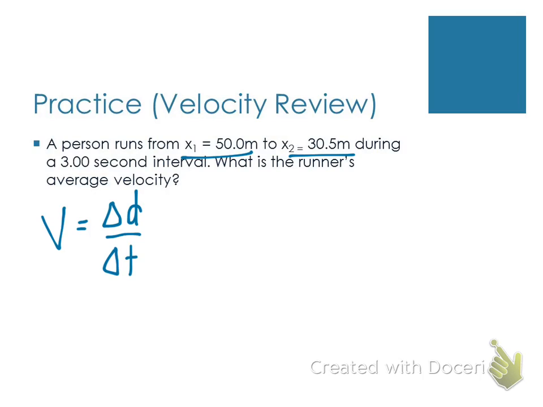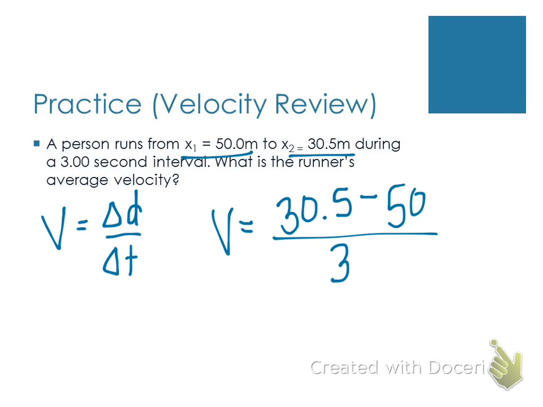It's position, yeah. What it's saying is basically on the x-axis, those are the 2 points they're at. Those are their 2 positions, okay? So those are going to be our distances or our displacements. So we're going to take velocity equals distance final, which is 30.5, minus distance initial or initial position, which is 50, over time, which is 3 seconds.